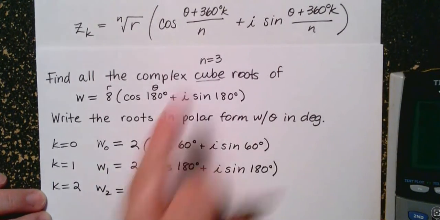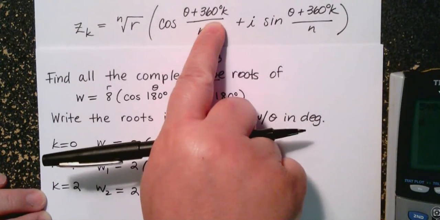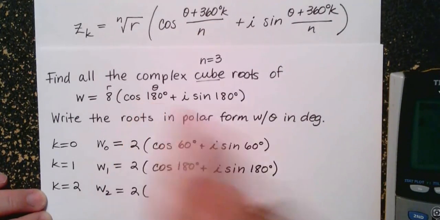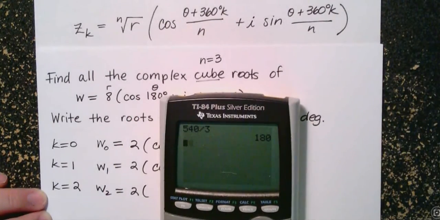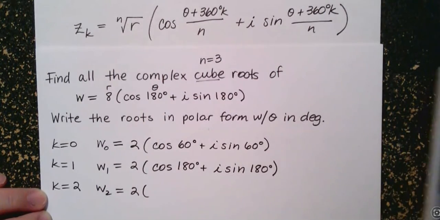And then the next time we're going to add 360 twice. So 180 plus 360 twice is 180 plus 720. Or you could do 180 plus 2 times 360. That's 900, and then divide that by 3, and we'll have 300.